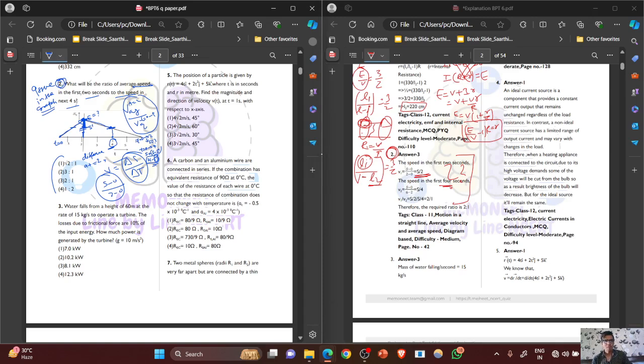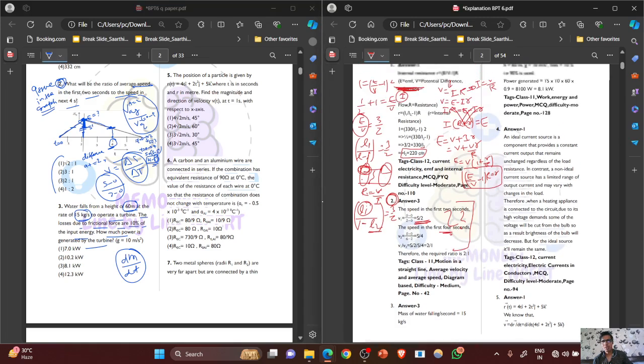Now, water flows from a height of 60 meters at a given rate and operates a turbine. The losses due to the frictional force are 10% of input energy. How much power is generated by the turbine? It's again a question of work, power, energy, because the water falls from this height and the rate is given, meaning dm by dt is given. From here we can calculate the thrust and then the power.